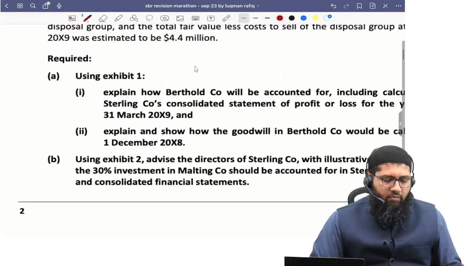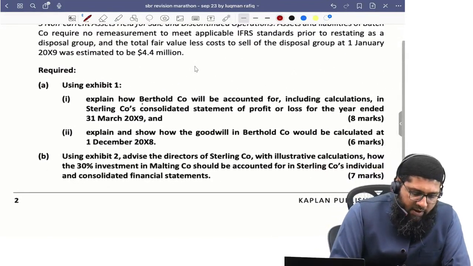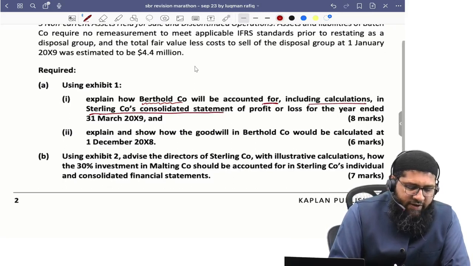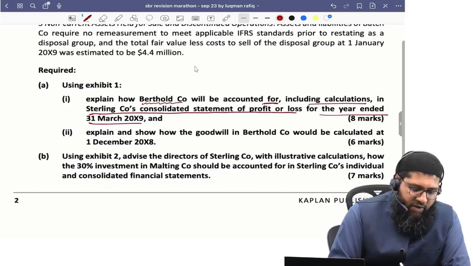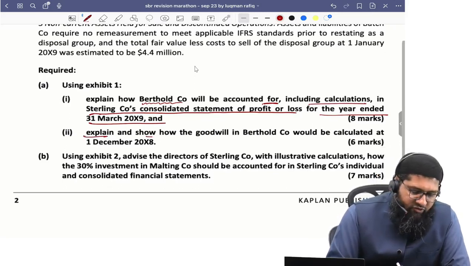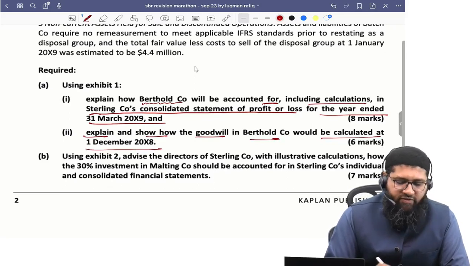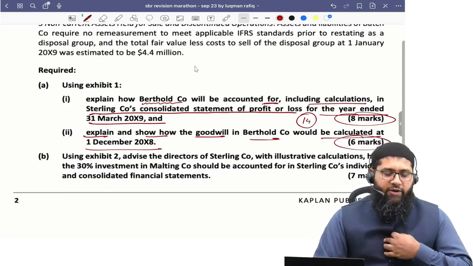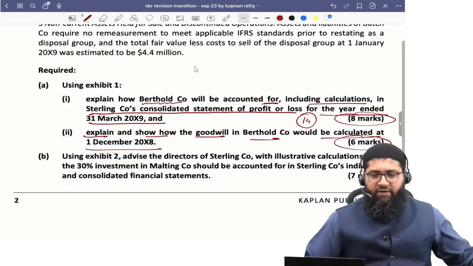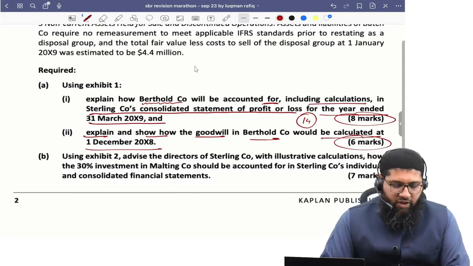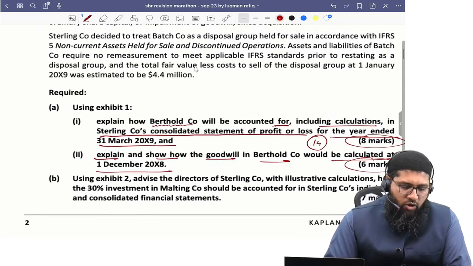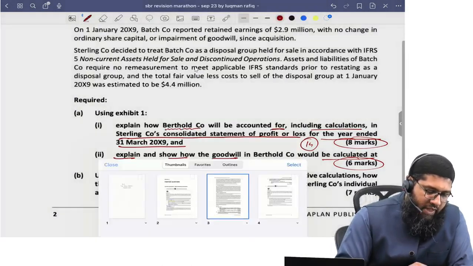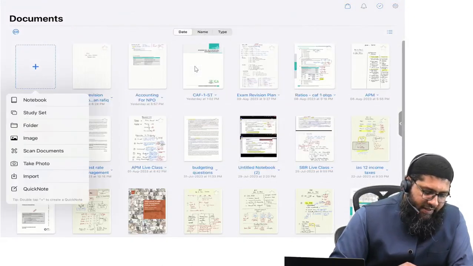It says, using exhibit number one, explain how Berthold Company will be accounted for, including the calculations in Sterling Company's consolidated statement of profit or loss for the year ended 31st March 2009, and explain and show how the goodwill in Berthold Company would be calculated at 1st December X8. So it's an 8 plus 6, 14 mark requirement. What do we need to do? We need to discuss this 14 mark requirement and solve how exactly these things are going to be accounted for. First of all, I would want to start discussing a few things so that I can take you through.